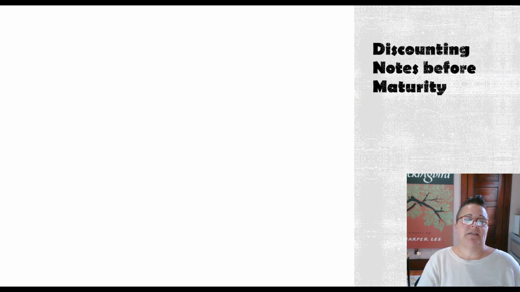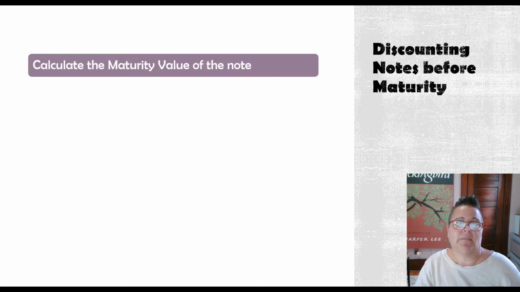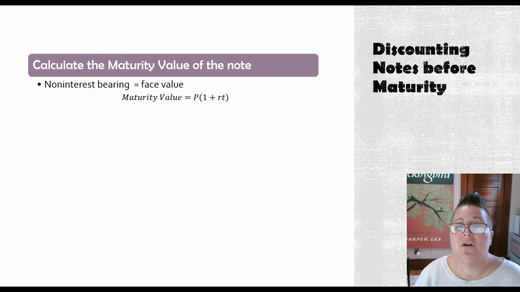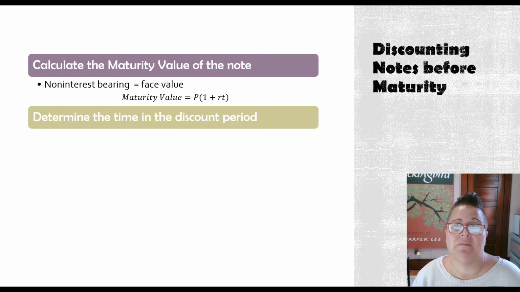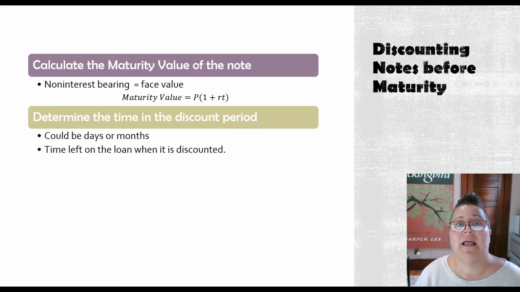All right, so this is what happens when you discount a note before maturity. The basic steps here: we want to calculate the maturity value of the note. We've done this formula before. It's the principal times 1 plus the rate times time. We also need to be able to determine the discount period. Now, that discount period in the last example was in days, but it could also be in months. There's a specific usage where it's done in weeks. I'll maybe throw a question in there for extra credit, but not requirement. The discount period is the time left on the loan while it's discounted.